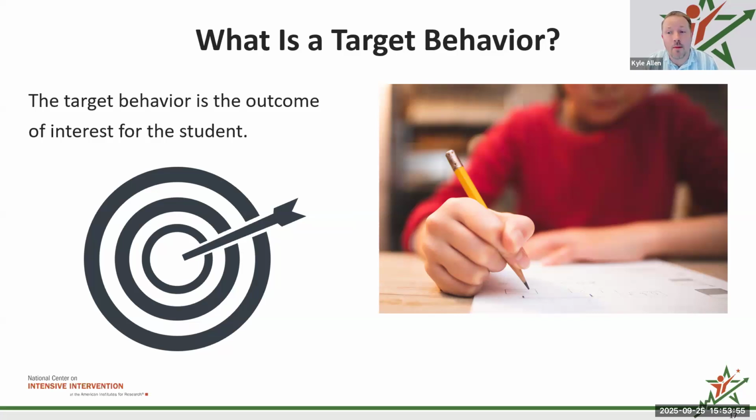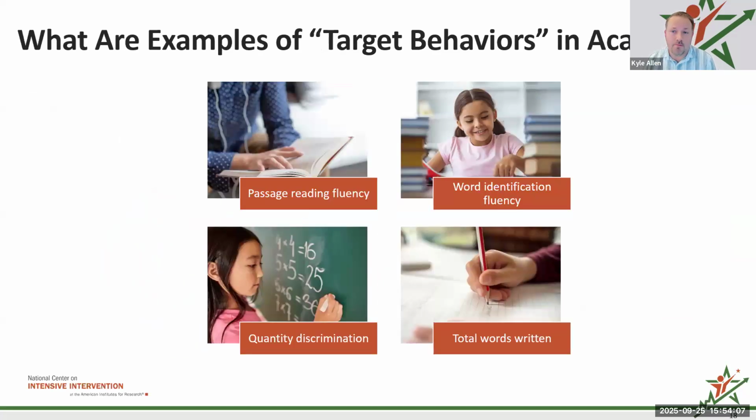What is a target behavior, right? The target behavior is really just the outcome of interest for the student. Okay, so we've got a couple examples here. When we think about target behaviors within this world of academics, these are just some of the examples that many of us are likely very familiar with. Okay, things like passage reading fluency, right? That's something that we can measure. That's a behavior that we're targeting that we want students to get better at, right?